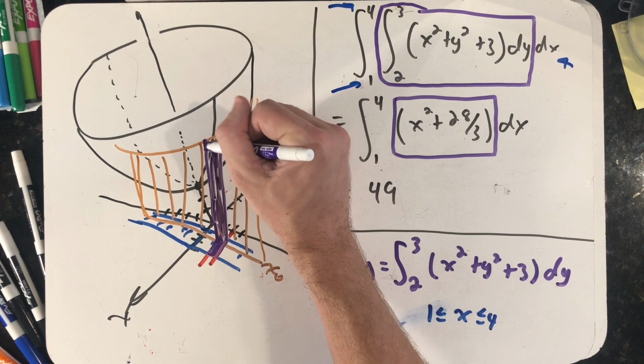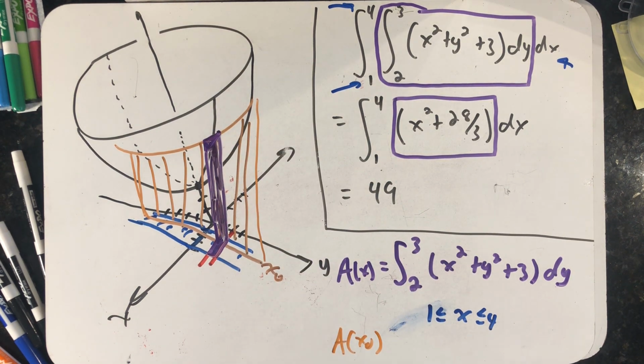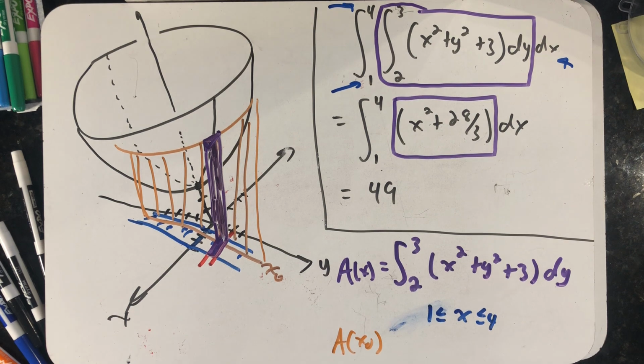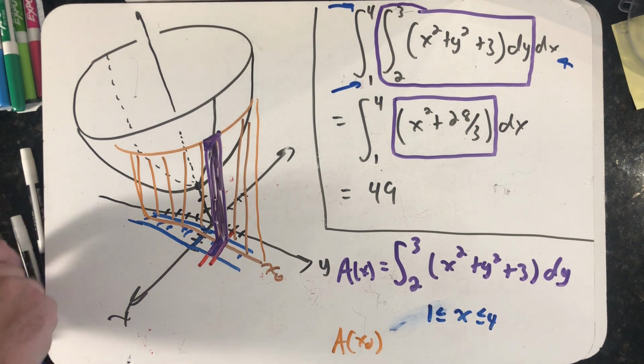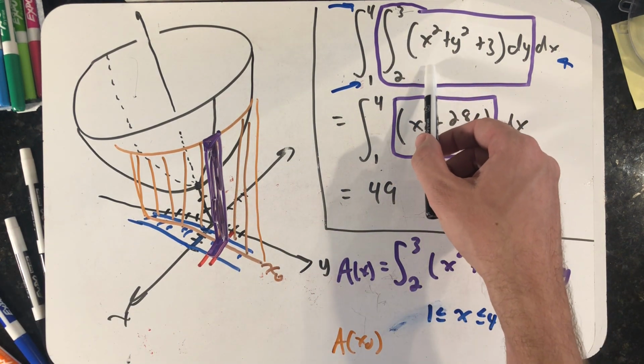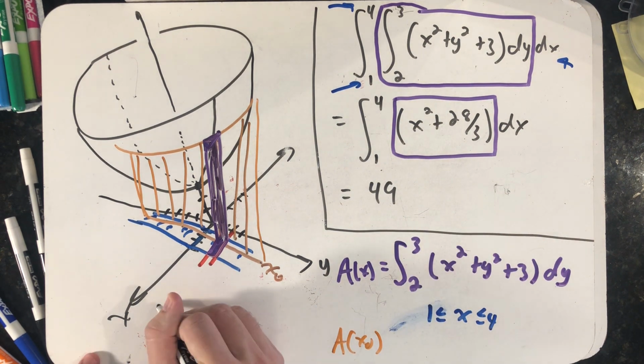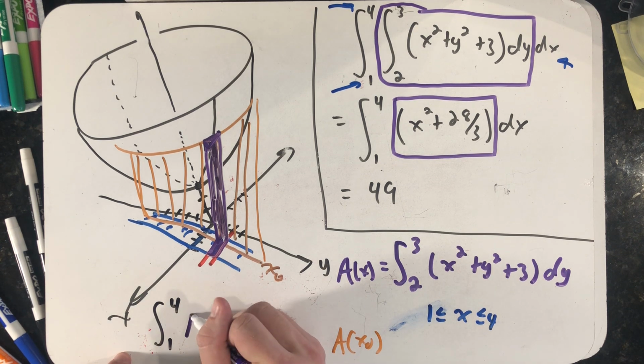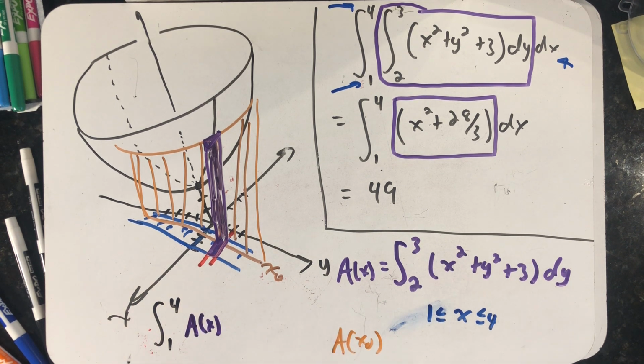All right, so all of that to say, if I fix x equals x naught, my graph of z equals x squared plus y squared plus 3 would become a parabola in a plane that's parallel to the y-axis, something that looks like a yz plane. And this definite integral is telling me an area in that plane beneath the curve, just like it did in Calc 1. So now I can think of this definite integral as being the integral from 1 to 4 of A of x dx.